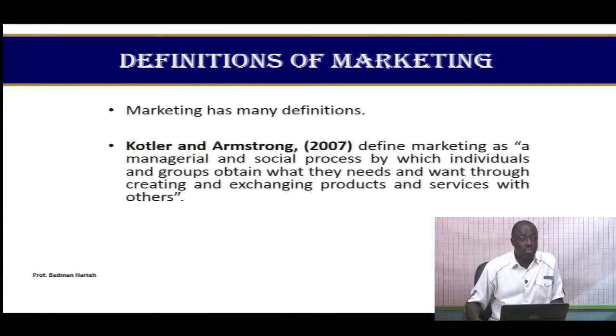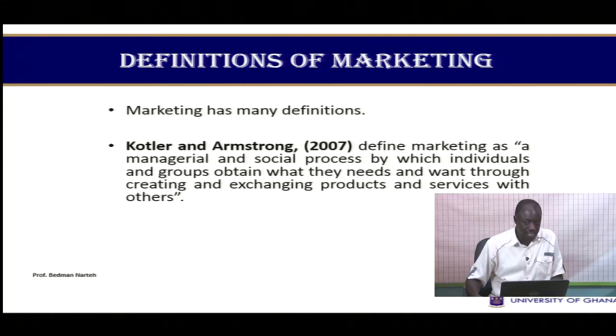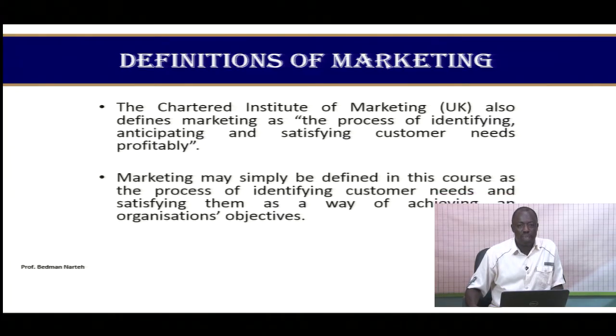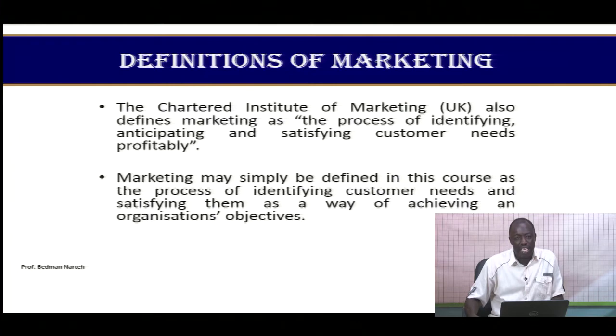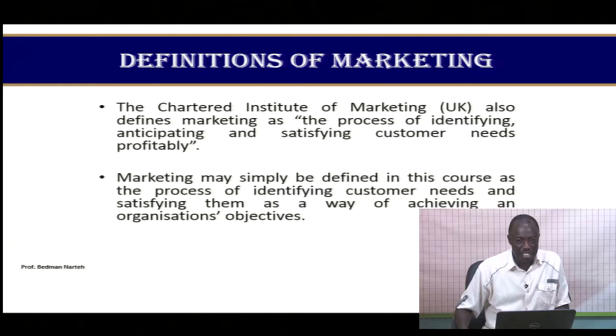I picked my popular authors on the subject, Kotler and Armstrong. They define marketing as a managerial and social process by which individuals and groups obtain what they need and want through creating and exchanging products and services with others. I look at the Chartered Institute of Marketing, UK. They also define marketing as a process of identifying, anticipating, and satisfying customer needs profitably.